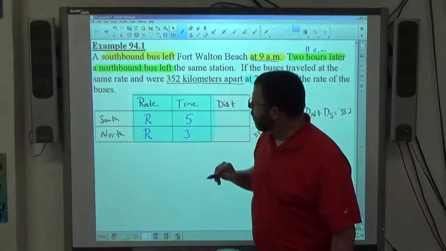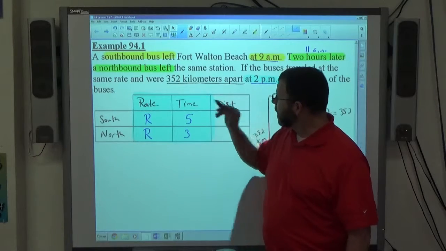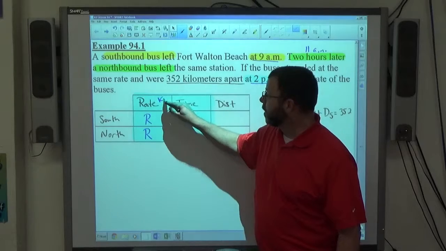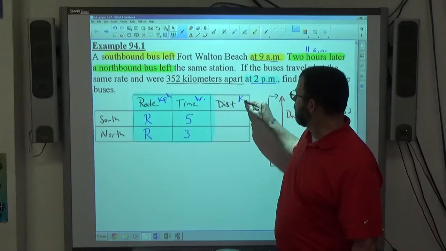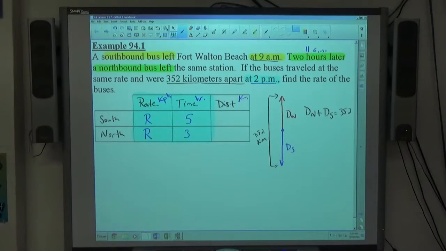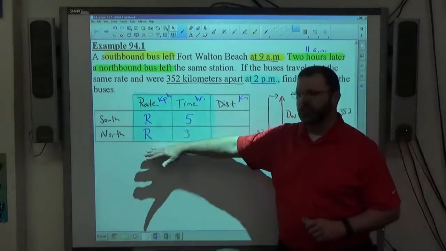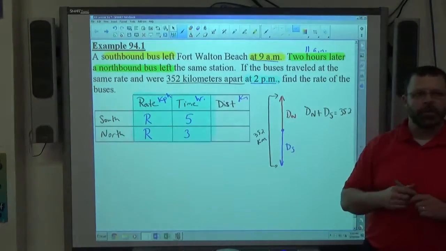Okay? What type of rates are they? What unit? Kilometers per hour, right? So times in hours, distances in kilometers. If you want to put units in your chart, that's where you want to put it. Don't put it in the boxes. Keep the boxes just to letters and numbers. I'll put the units up here so they're not in the way of everything else.